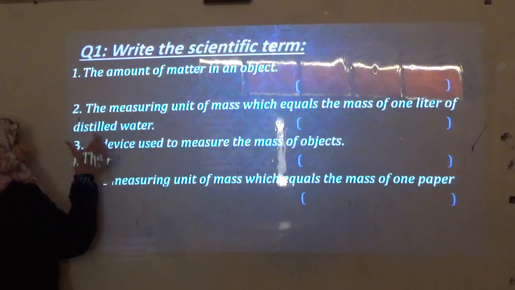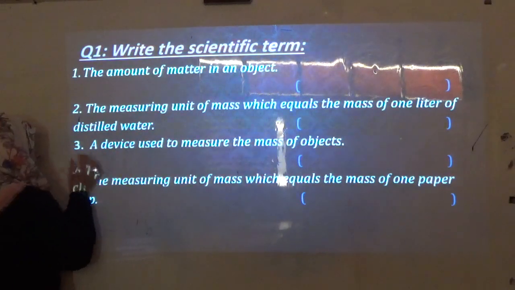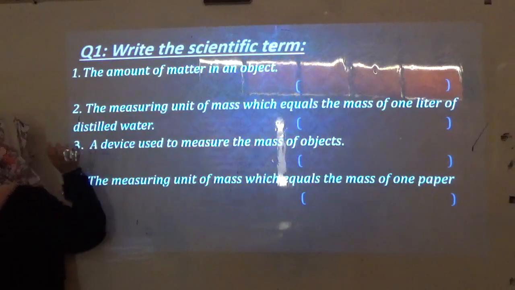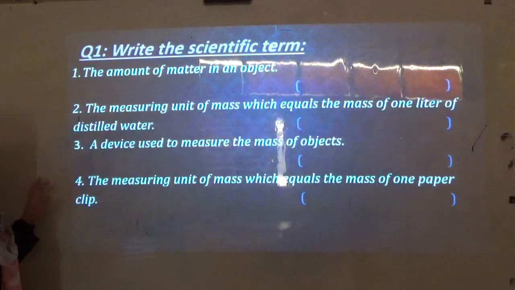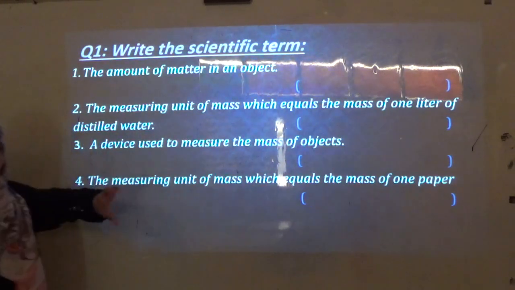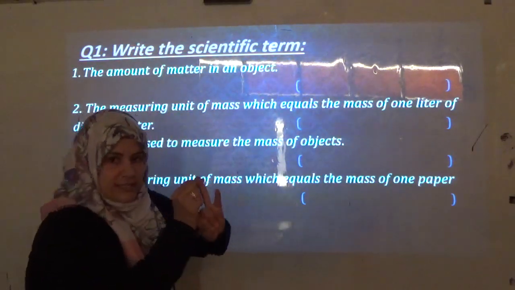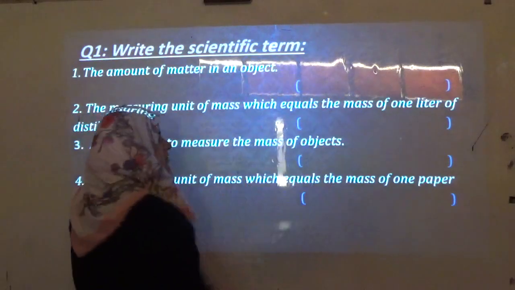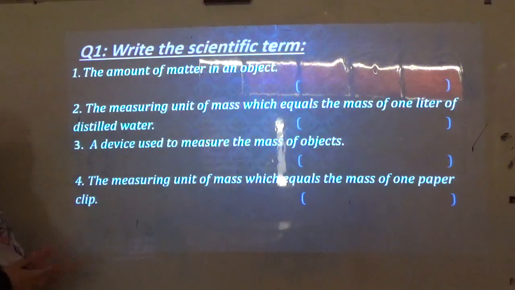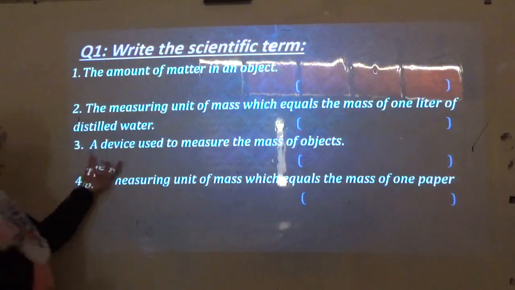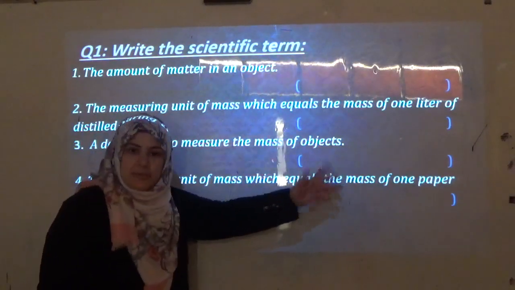For number 3, a device. Here we talk about a measuring device, not a measuring unit. I'm asking you about a tool or device. The device for measuring the mass of objects. Do you know the answer? I think it is a very easy question.